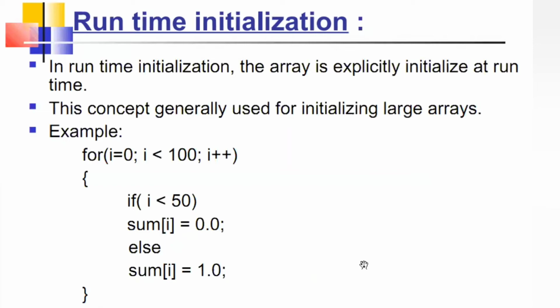Runtime initialization. In runtime initialization, the array is explicitly initialized at runtime. This concept is generally used for initializing large arrays. For example, int sum[100]; for i = 0 to 100, if i is less than 50, then sum[i] = 0, else sum[i] = 1. So the first 50 elements of the array are initialized to 0, and the remaining 50 elements are initialized to 1 at runtime.